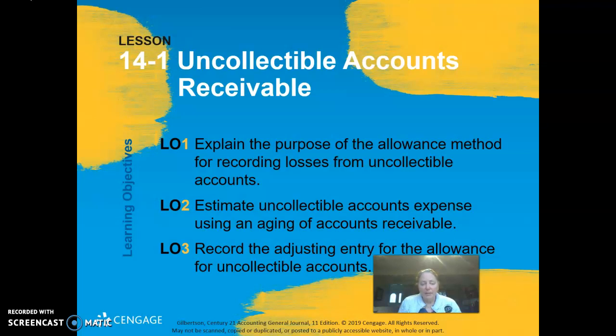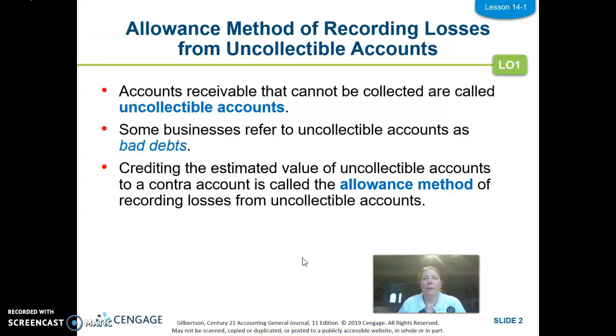But the problem is if I sell you something today, I'm not sure whether or not in the next month or 3 months or 6 months you're going to have difficulty and not be able to pay me. So an estimate is involved. As you're looking at this, you can see that we're going to say what the purpose is. We're going to estimate what the uncollectible is, and we'll give you a method or two to do that, and then we'll record that entry in our accounting records.